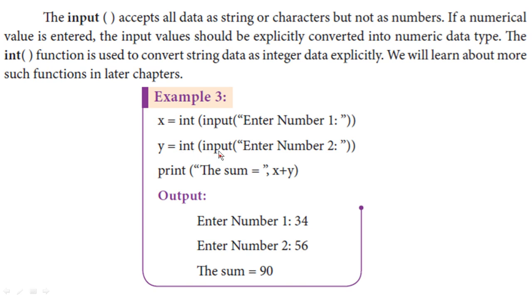Similarly here, input enter the number 2. We are typing here the second number. By default it is a string, so it should be converted into an integer by using the int function. The integer value is stored into y. In this example output, enter the number 1, 34, enter number 2, 56, the total answer, the sum equal to 90. One example program.